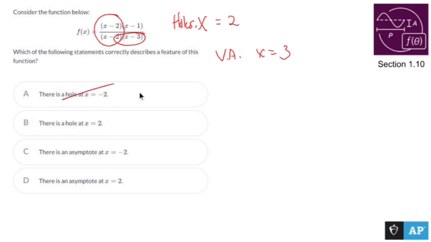So there is a hole at x equals -2. Nope. There is a hole at x equals 2. Yep. There is an asymptote at x equals -2. Nope. There is an asymptote at x equals 2. Nope.